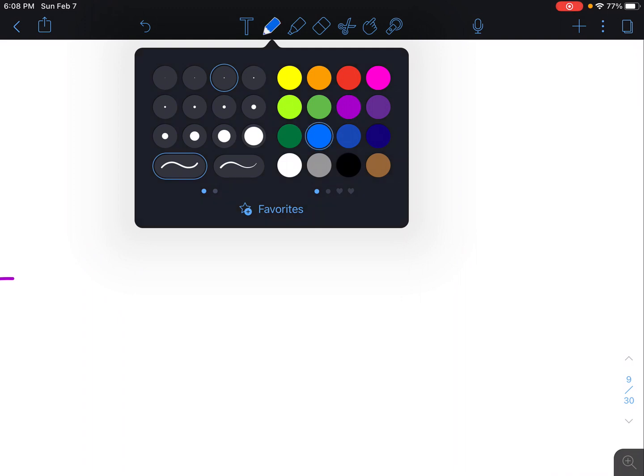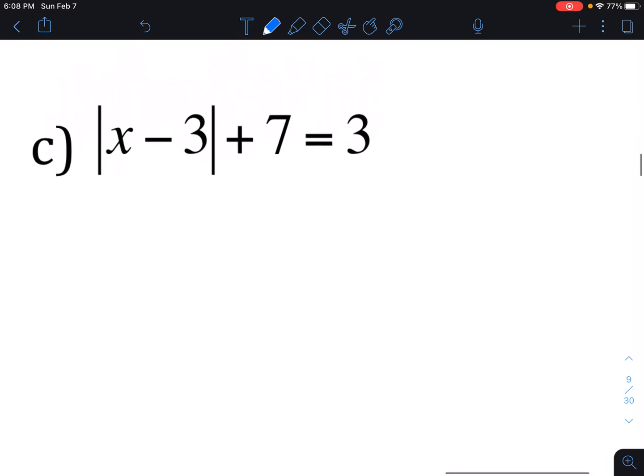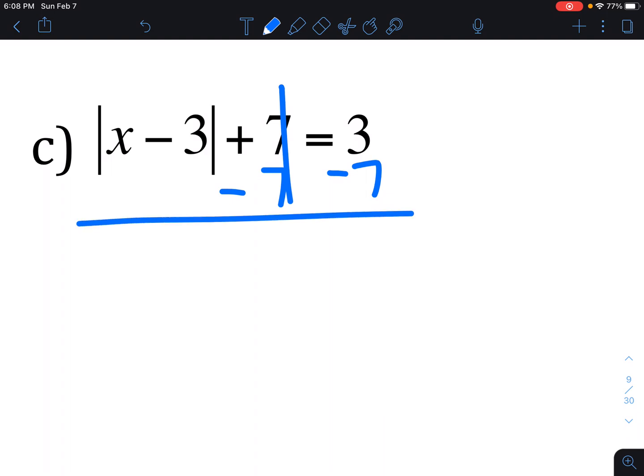Okay, what do we got to do first here? Well, I notice the absolute value is not isolated. We do not want that plus 7 there. We cannot split up yet into our two equations. So let's subtract that 7. So 3 minus 7 will get negative 4.